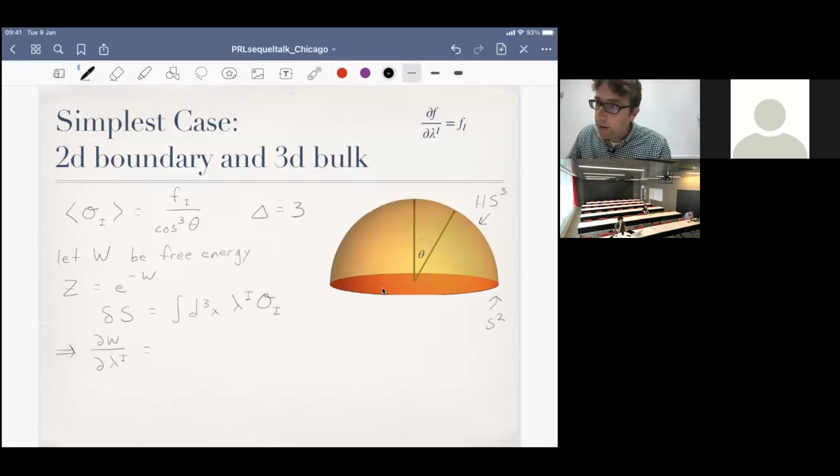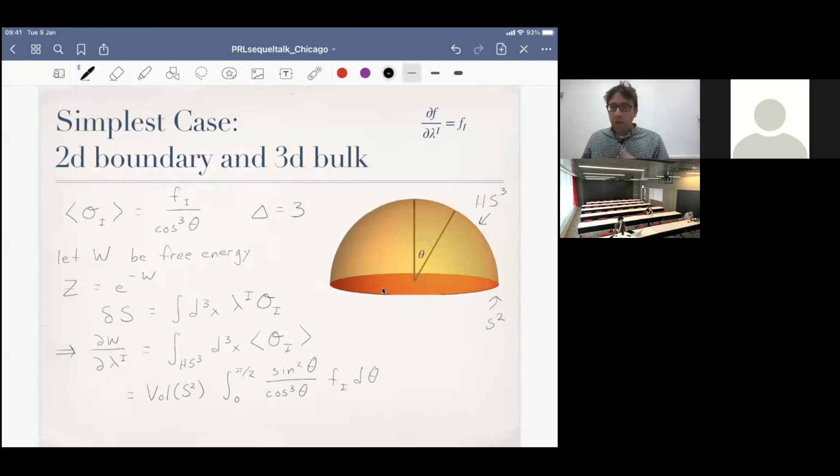And so I can write this as the integral over HS3 of d3x O_I. Okay, so that's how the free energy will change with respect to a change in the marginal parameter. And this integral I can do pretty much in real time, right? So I can pull out a factor of the volume of the S2, and then I can do the theta integral, which is something like sine squared theta, that's the measure factor on the sphere, over cosine cubed theta, that's the fall off of the 1-point function. I have my coefficient Fi, and I have a d theta.